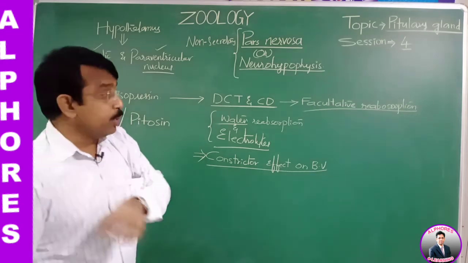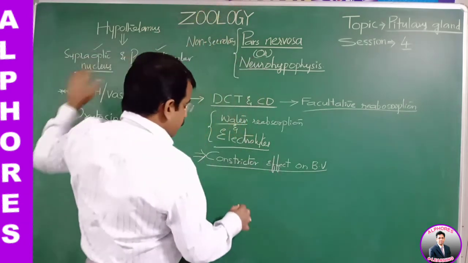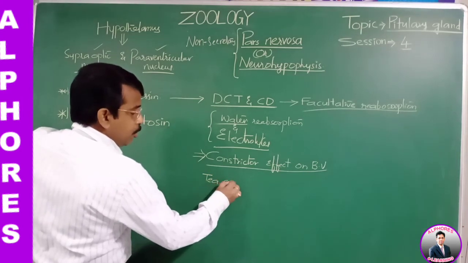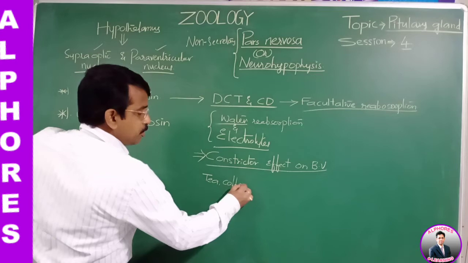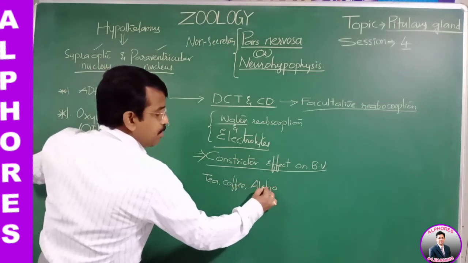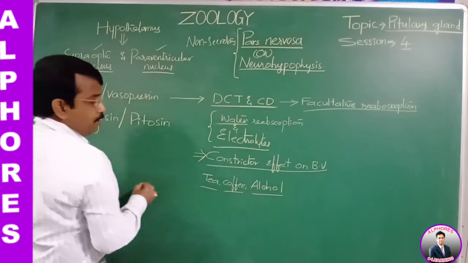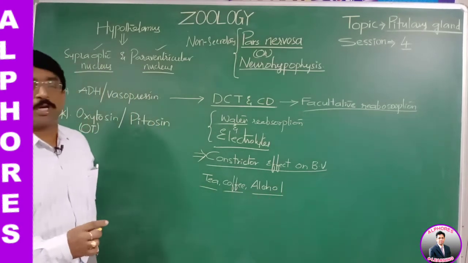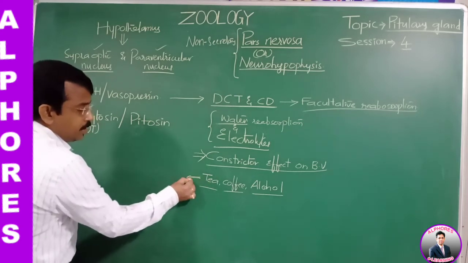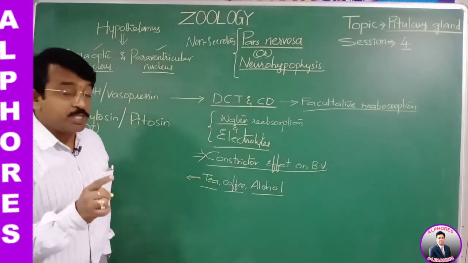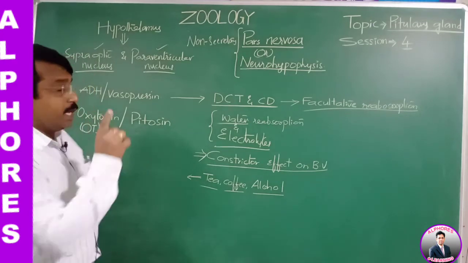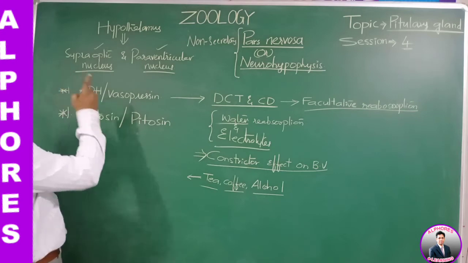Generally, regarding diuretics and excretion, we have seen that tea, coffee, and alcohol affect the secretion of ADH. That's the reason why these are named diuretics: tea, coffee, and alcohol inhibit the secretion of ADH.